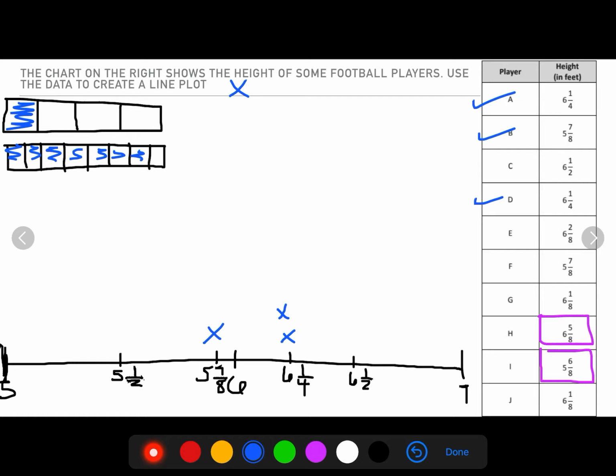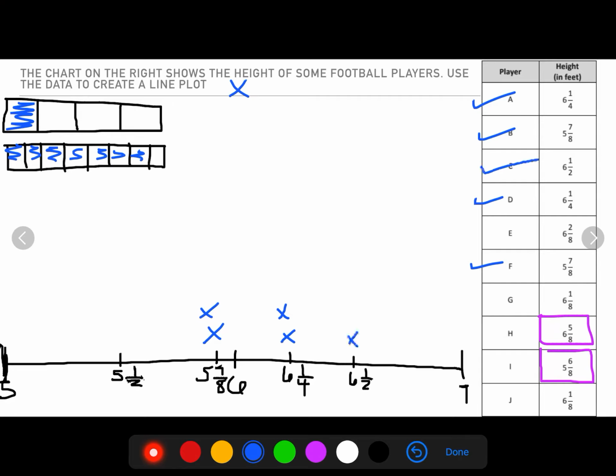Go ahead and check it off. Are there any other players that are 5 7/8 feet tall? That's right, player F is the same height. Now let's focus on player C. Player C is 6.5 feet tall. Easy peasy. We already know where player C would be because we already plotted 6.5.